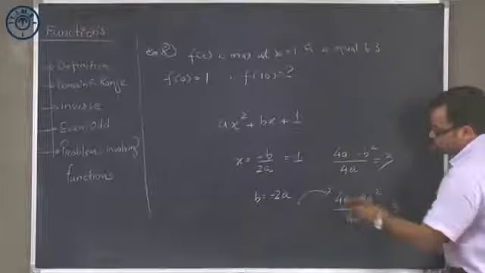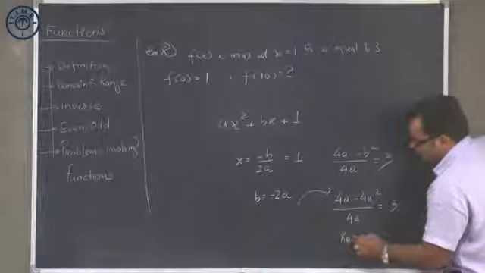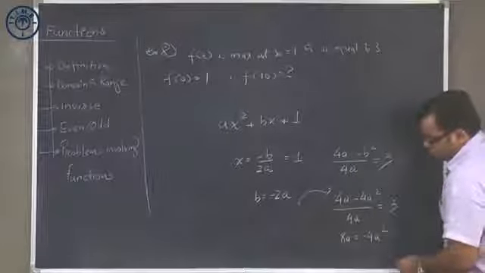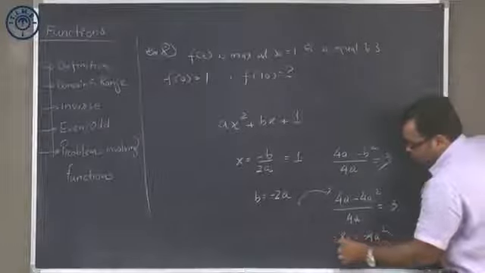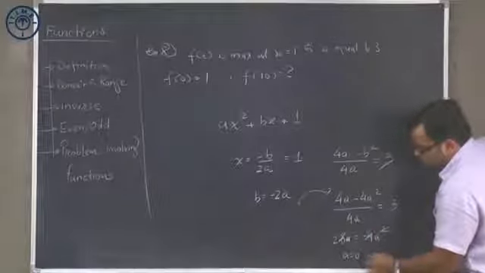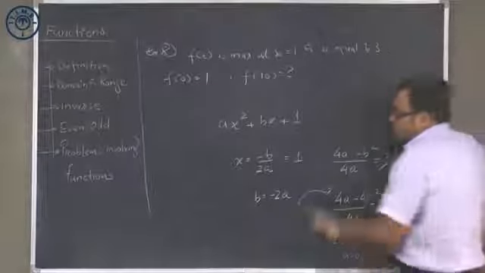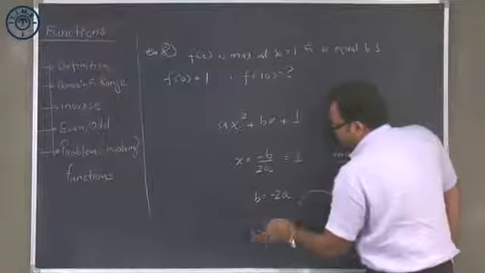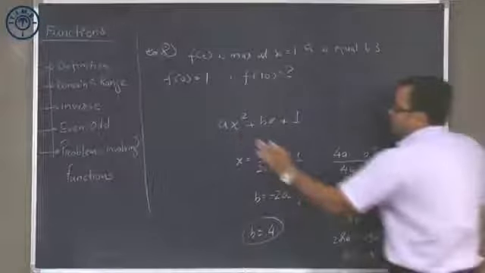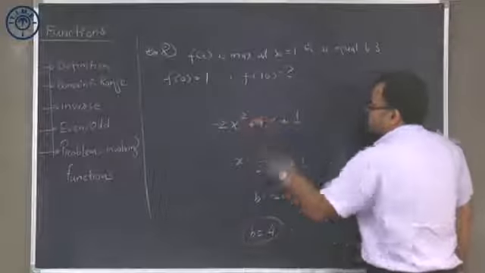4 3 is 12, 12 minus 4 is 8. 8a is equal to minus 4a square. If 8a equals minus 4a square, 4 2 is 8, a and a will cancel, so a equals 0, which does not make sense, or a is equal to minus 2. If a equals minus 2, so from here b is equal to plus 4. If a equals minus 2, this becomes minus 2 plus 4.